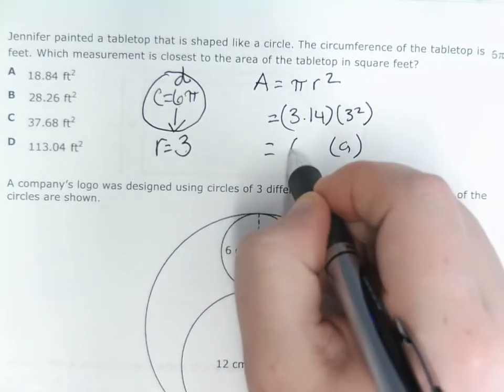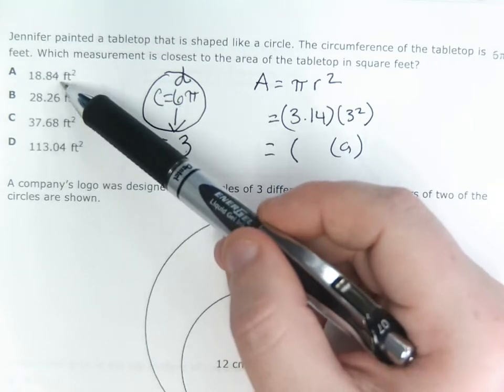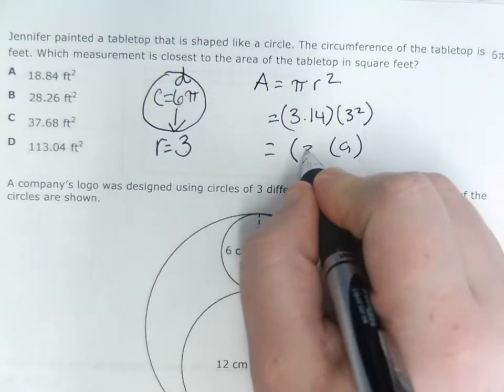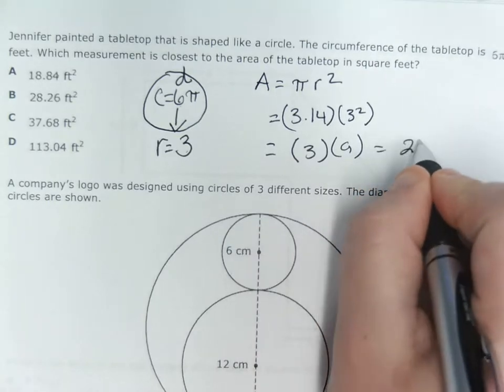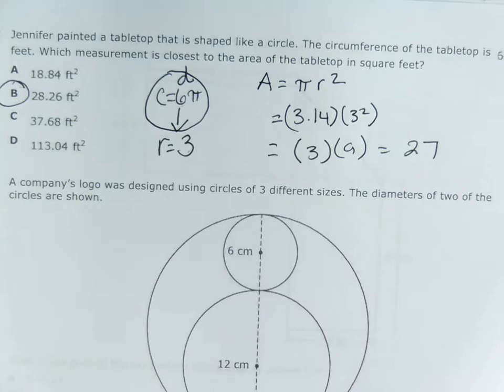And then I can multiply that by, look at, they're all pretty spread out. So I can multiply that by 3. 3 times 9 is 27. And my closest is 28. So my answer would be B.